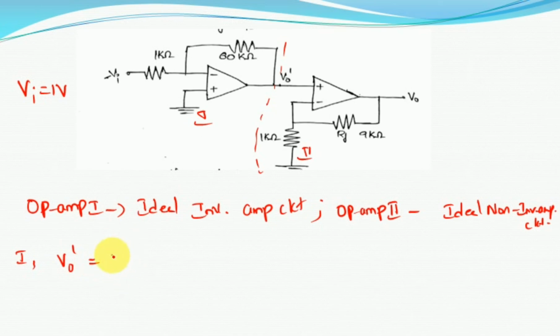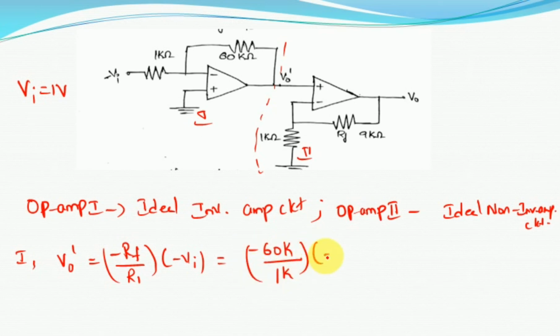For the first op-amp, the output voltage V0 dash has a basic formula, that is minus Rf by R1 into input voltage. Now what is the input voltage they have applied? That is Vi. So Rf value is 60 kilo ohm, so minus 60k by R1 which is 1k, into Vi as 1 volt. K gets cancelled, negative into negative is positive, so finally the first op-amp output voltage is 60 volts.